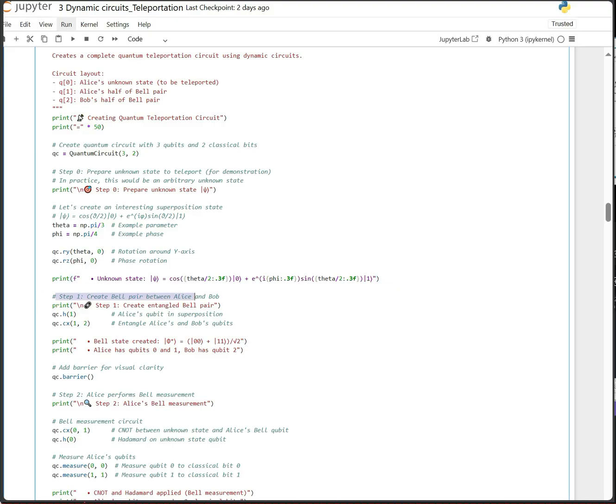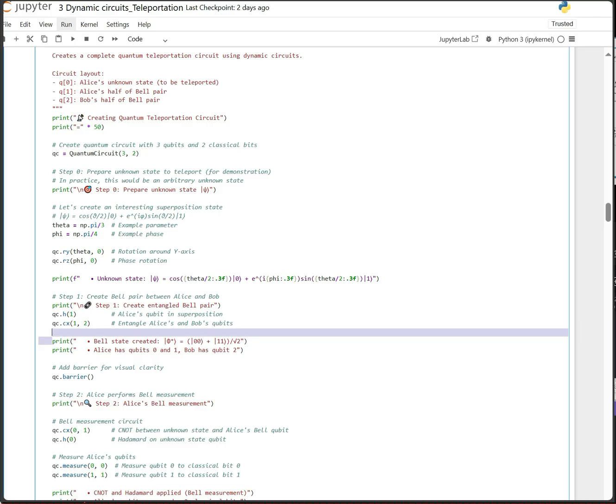And well, first, in the first step, we create the Bell state. Usually to create a Bell state, you're always going to use a Hadamard gate on one and a CNOT gate on the other, on that qubit and the other one. So this is how you entangle this pair. So that's why I define it for 1 and 2. And the qubit 0, remember, is the unknown, the one that we want to teleport.